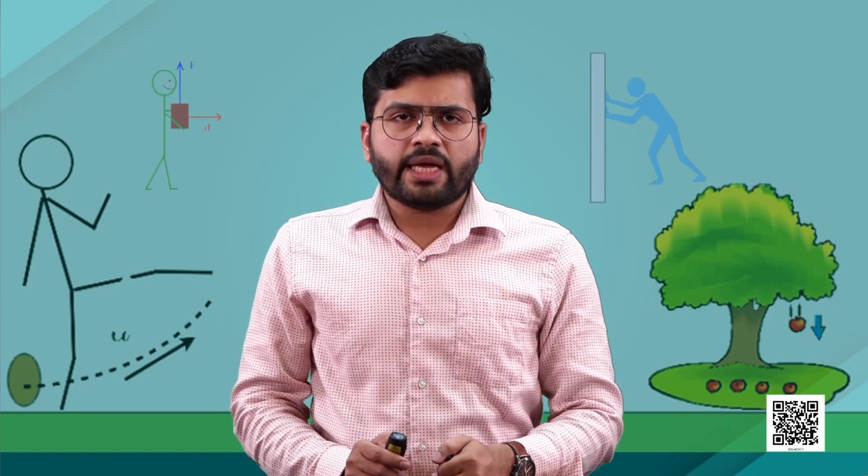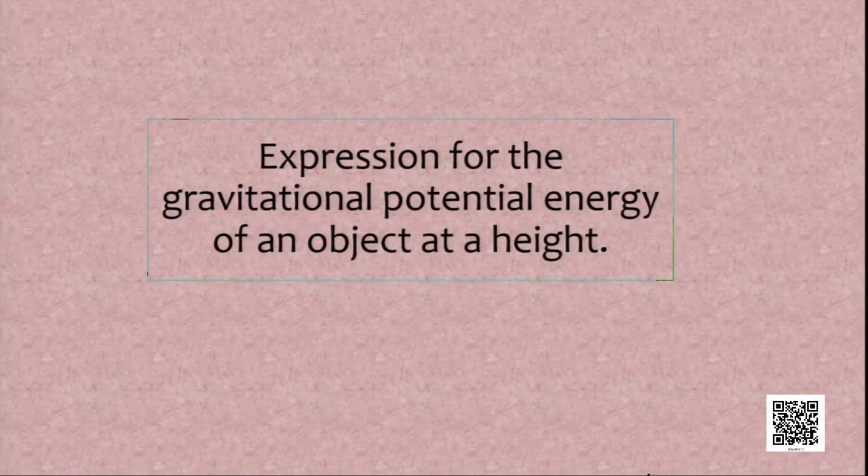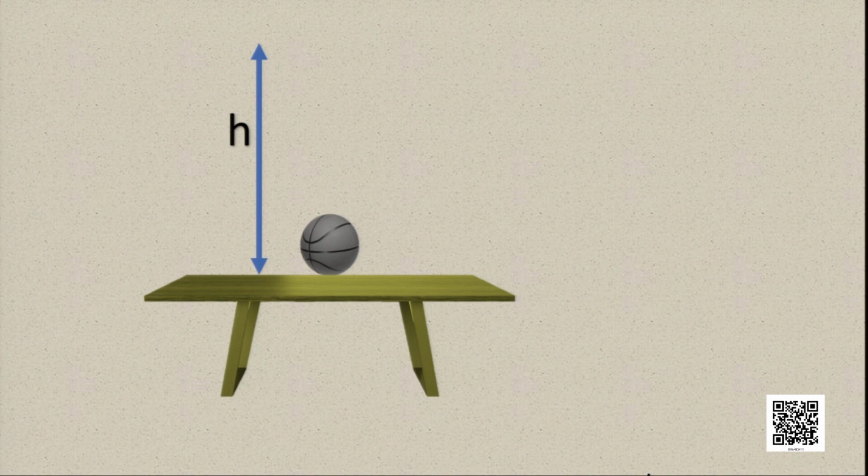So, let us find out the expression for it. For that, let us consider a situation. Suppose a ball is lying on a table and we are doing some work on that ball and it is raised to a height of h. In this situation, let us find out the energy possessed by that ball when it is raised to a height of h, when the work done is against gravity.